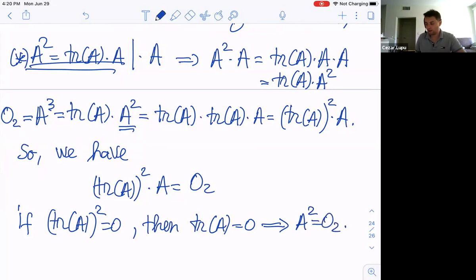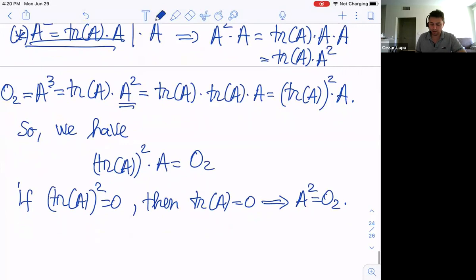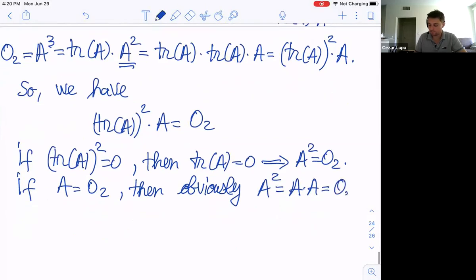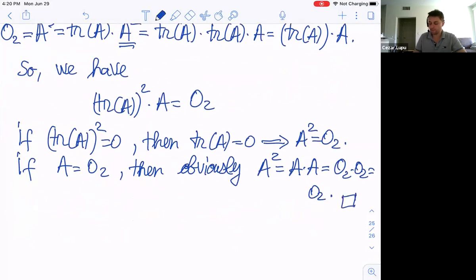Okay. Now the other option, if A is the null matrix, then obviously A squared is A times A, which is again the null matrix, and we're done. So in either case, we're done. Okay, and that is the problem.